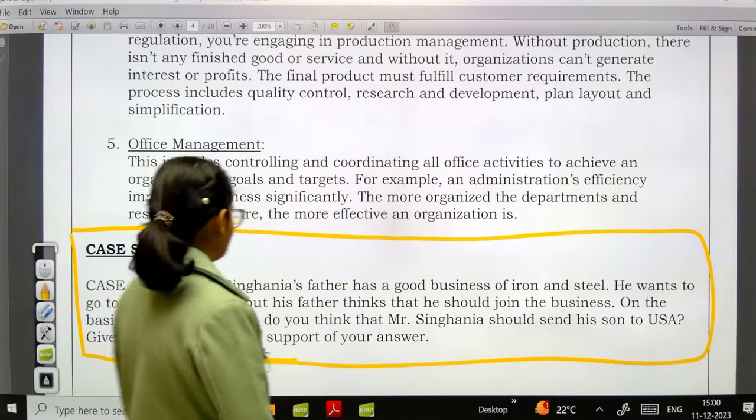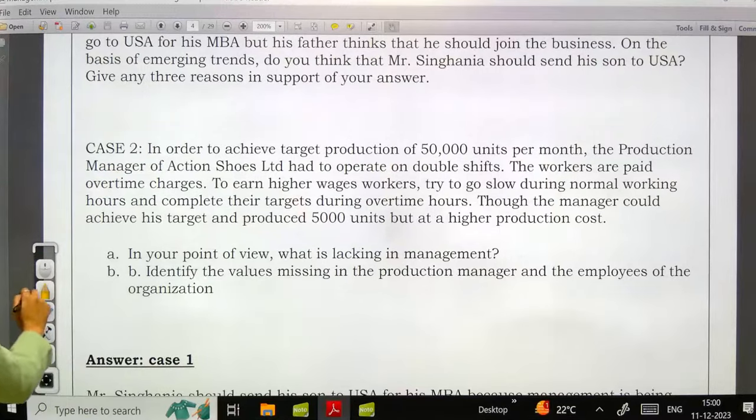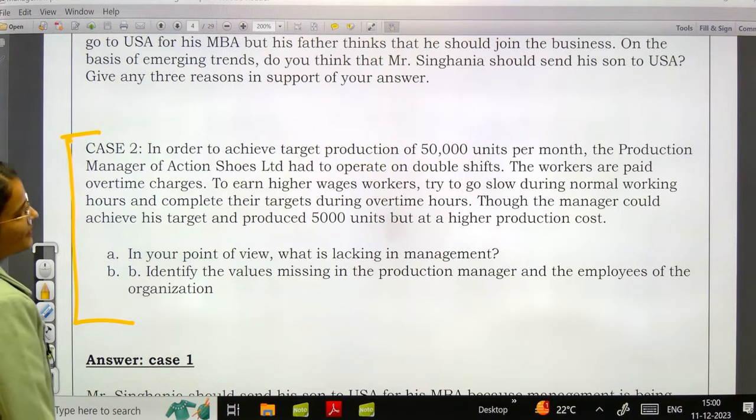Good. Next case study, a little one, this one. In order to achieve a target production of 50,000 units per month, the production manager of Action Shoes Limited had to operate on double shifts. The workers are paid overtime charges. To earn higher wages, workers try to go slow during normal working hours and complete their targets during overtime hours. Though the manager could achieve his target and produced 500 units, it was at a higher production cost.